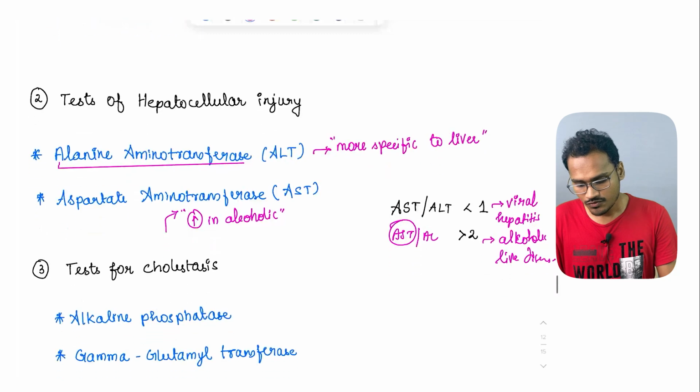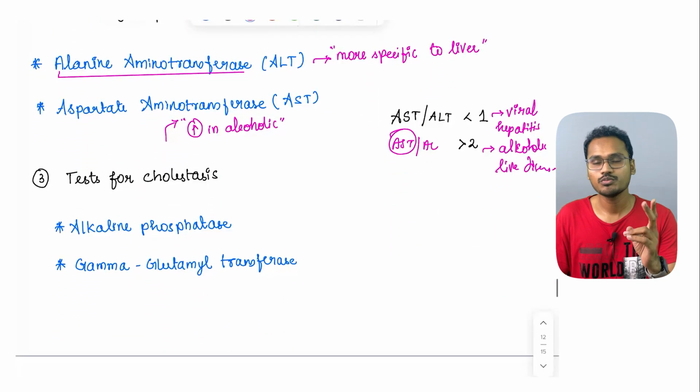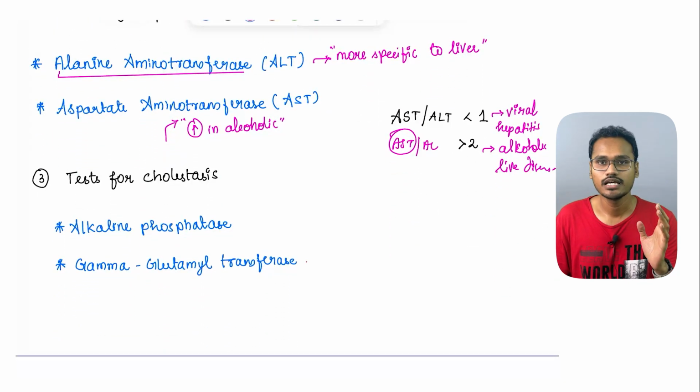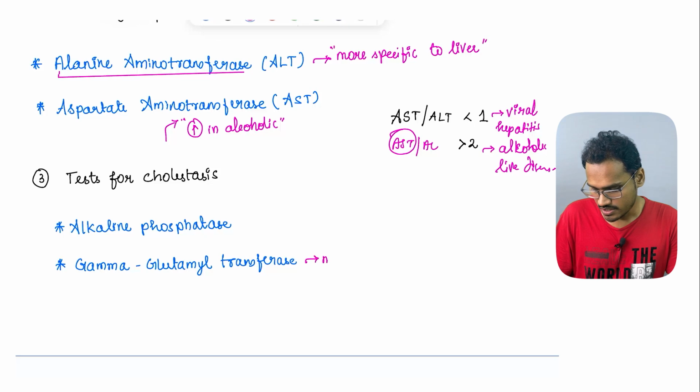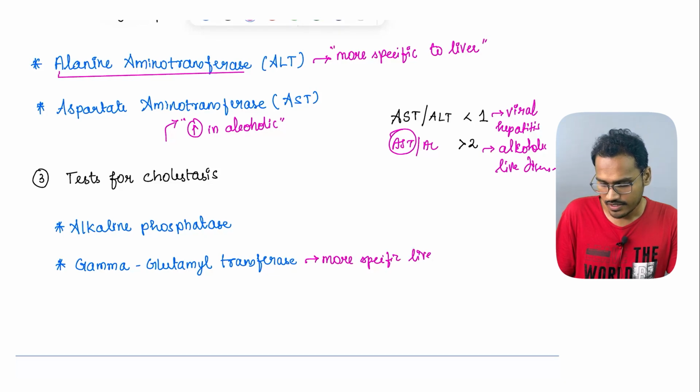Coming to the tests for cholestasis, there are two important enzymes. These also will be tested every now and then. One is alkaline phosphatase. Another is gamma glutamyl transferase. This is actually more specific for the liver, whereas alkaline phosphatase is produced by the liver and bone.